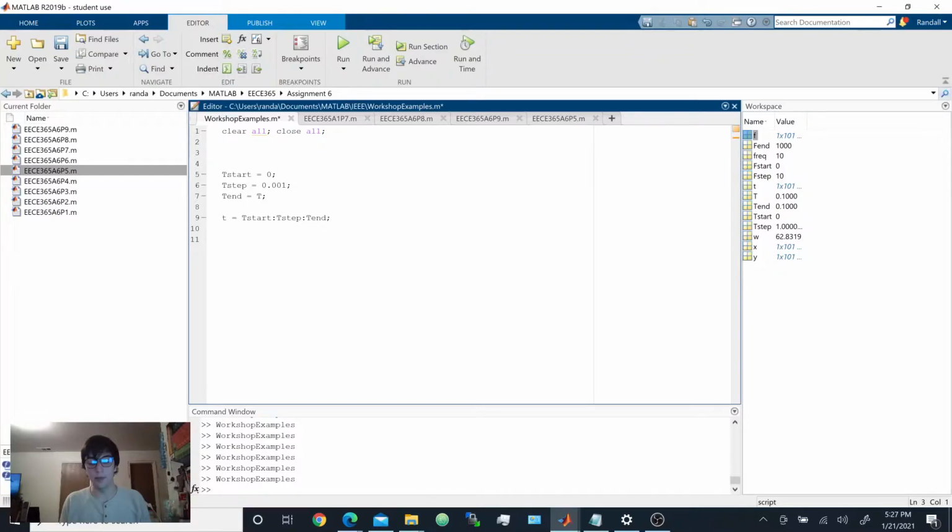So now we're going to take x equal to sine of omega times time. And I'm going to take it a little further and plot t, x, and axis. We're going to make the x-axis go from 0 to one period, or actually let's make it easier, let's make it t start to t end. I like space.